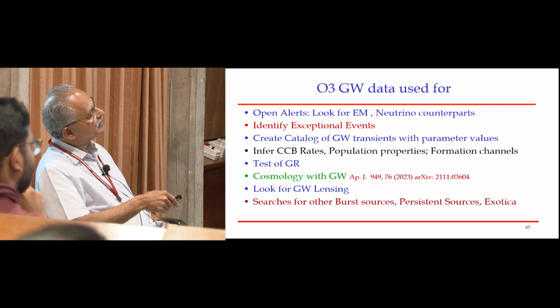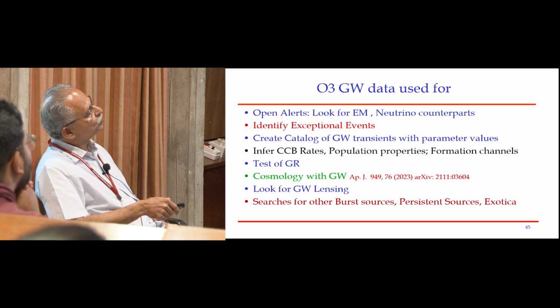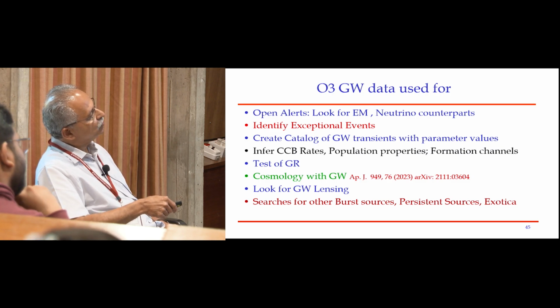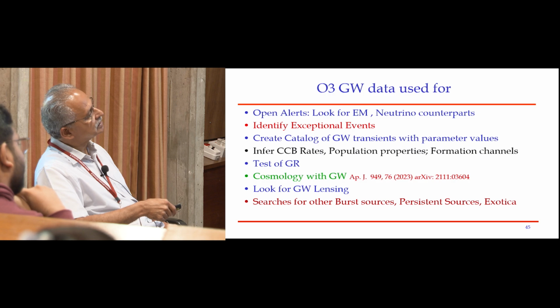Then I told you that we test the general theory of relativity, and we do cosmology. In electromagnetic astronomy, there is something called lensing of electromagnetic waves. Similarly, gravitational waves can be lensed. We look for signatures of gravitational wave lensing.